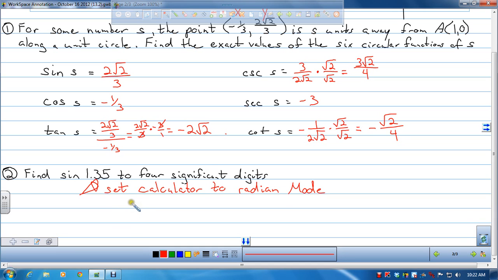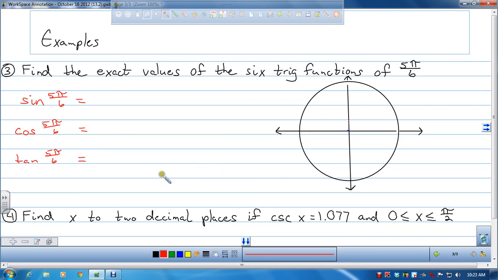And then it is quite simply, you simply type in sine of 1.35. You hit enter, and as long as you're in radian mode, you should get 0.9757. Okay, easy enough. As long as you are in radian mode. If you're not in radian mode, you're going to get the incorrect answer. Okay, move on.